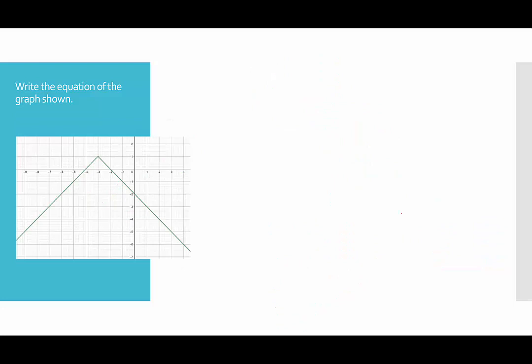In this example, we want to identify the vertex up here. And while it looks like there's no stretch or shrink, I do notice that this graph is upside down, indicating to me that a is negative. So first we're going to just label our vertex as -3, 1. And we know that the general form for this will be g of x equals a times the absolute value of x minus h, plus k. So we're going to fill in what we know. We have g of x equals a times the absolute value of x plus 3, plus 1.